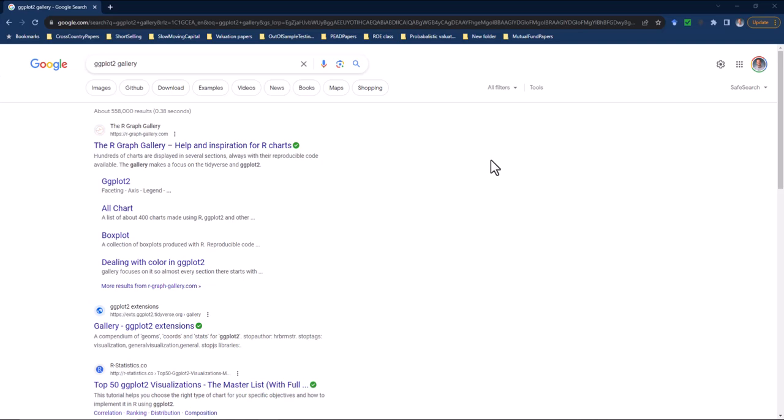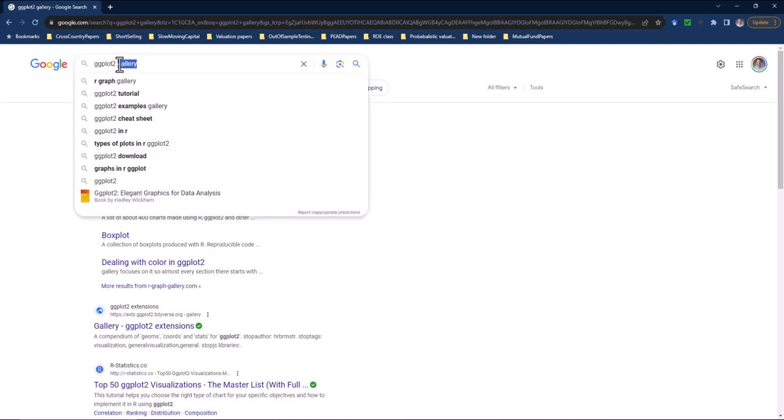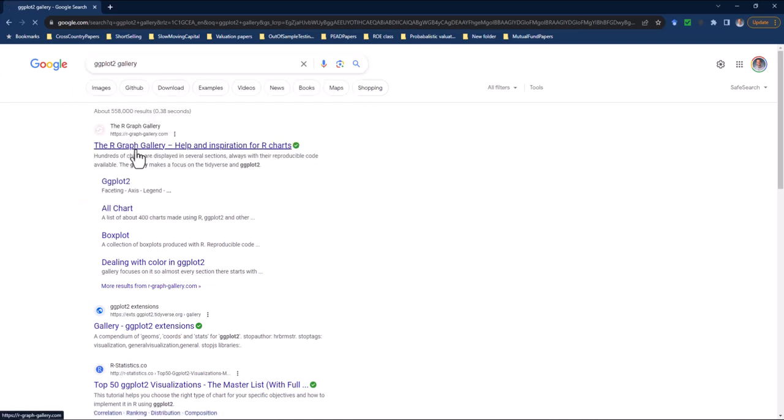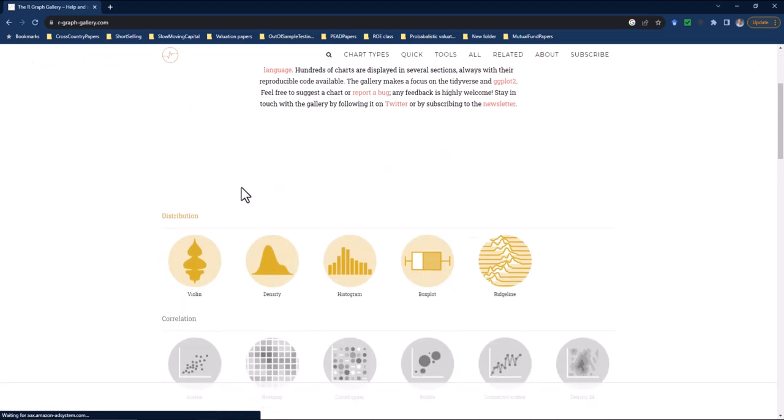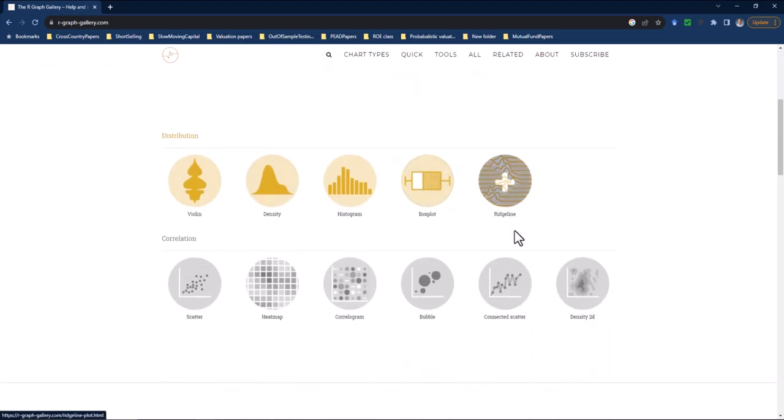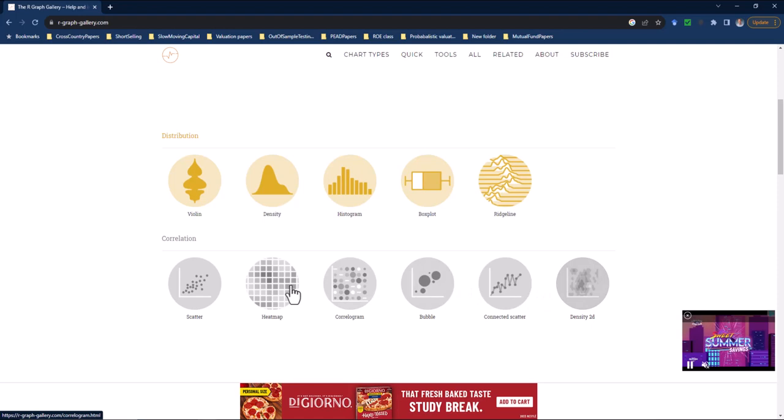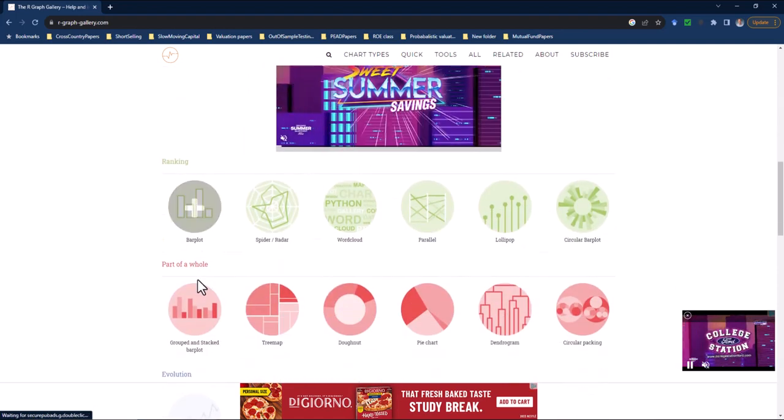Sorry, I had to go find where it was. So if you search ggplot2 gallery, it has a bunch of examples that you could go click through and find the type of graph that you want to do. So it gives you plenty of examples.